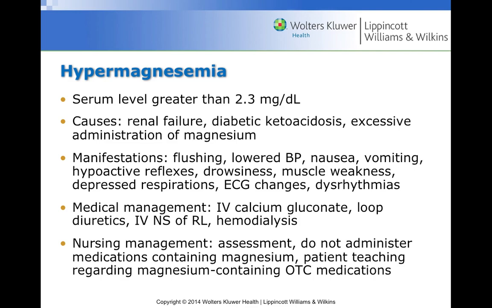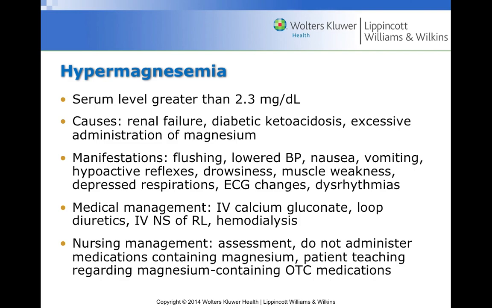Coma, atrioventricular heart blocks, and cardiac arrest can occur if the serum magnesium level is greatly elevated and not treated. High levels of magnesium also result in platelet clumping and delayed thrombin formation.